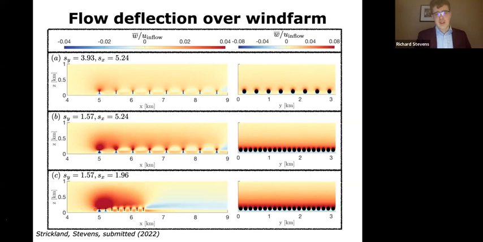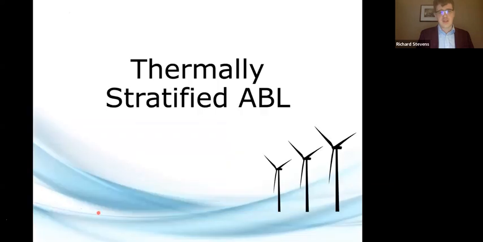Basically some of the wind that is originally at hub height is already deflected over the wind farm, and therefore reducing the amount of incoming winds to the first turbine rows, and hence negatively impacting the performance over there.